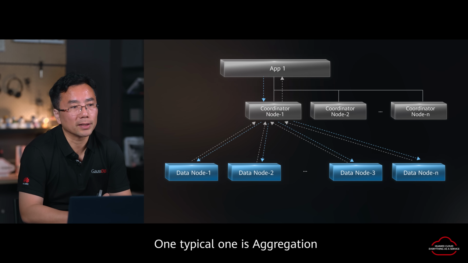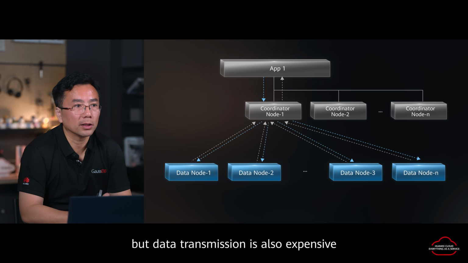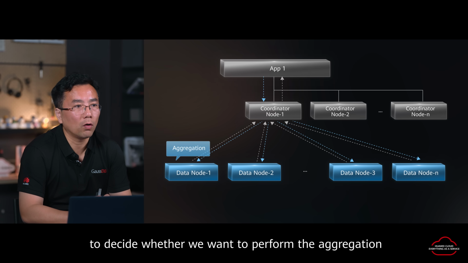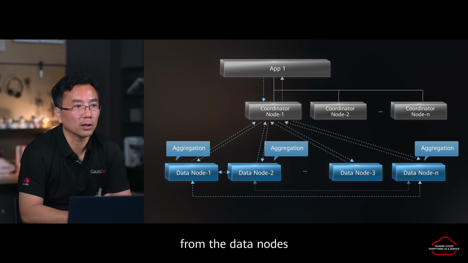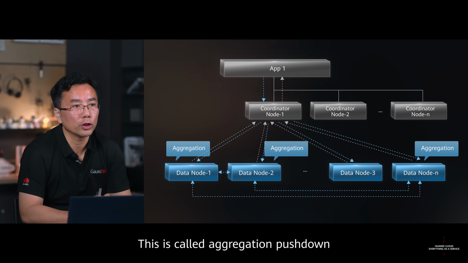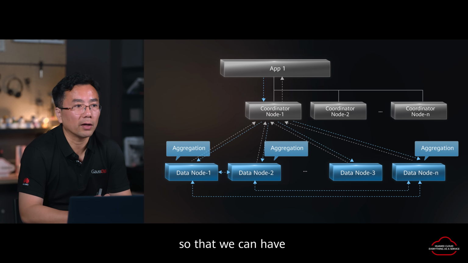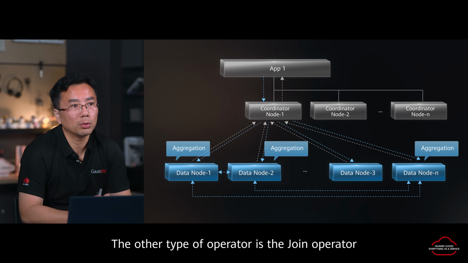One typical one is aggregation, like a group by. Group by itself is expensive, but data transmission is also expensive. Here we take a cost-based decision to decide whether we want to perform the aggregation before the data is emitted from the data nodes. This is called aggregation pushdown. After the aggregation is performed, less data is generated so that we can have less data transmitted between data nodes. The other type of operator is the join operator.